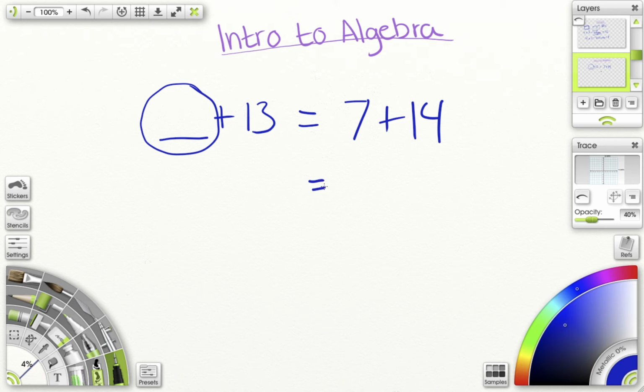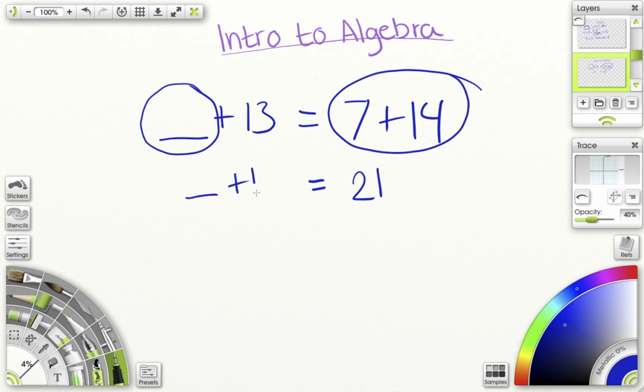So what I have to do is look at the side of the equal sign where it has no blanks. This side right here doesn't have any blanks at all. We need to solve this side of the equal sign, figure out what that number is, so we can figure out what that blank number is. So to figure this out, I need to do 7 plus 14. 7 plus 14 gives me 21. So now I have blank plus 13 equals 21. Now this is a lot easier to solve.